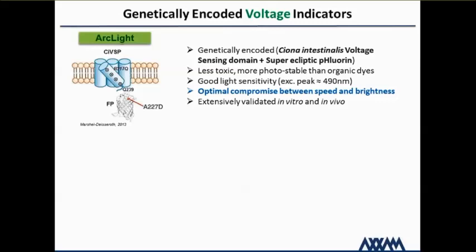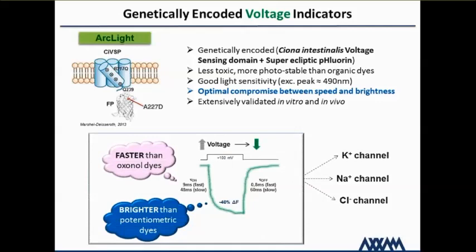In particular, we focused our attention on the ArcLight voltage indicator. This protein is composed of the voltage sensing domain of Ciona intestinalis phosphatase fused to a fluorescent domain, the super ecliptic pHluorin. This genetically encoded voltage indicator has been widely used for both in vitro and in vivo studies, and its big success is due to the fact that, apart from being less toxic and more photostable than organic dyes, it possesses very good light sensitivity, and it is the state-of-the-art best compromise between brightness and speed.